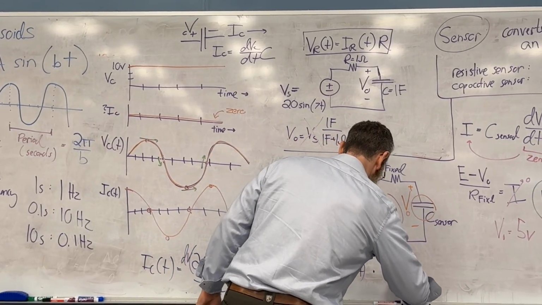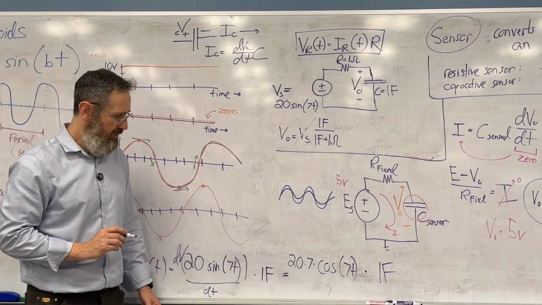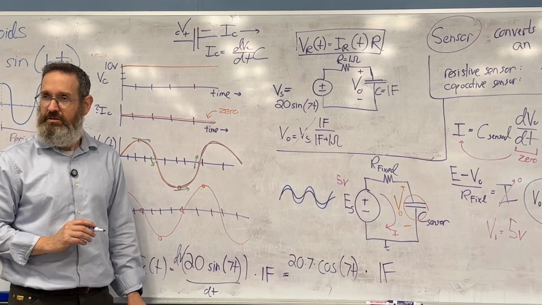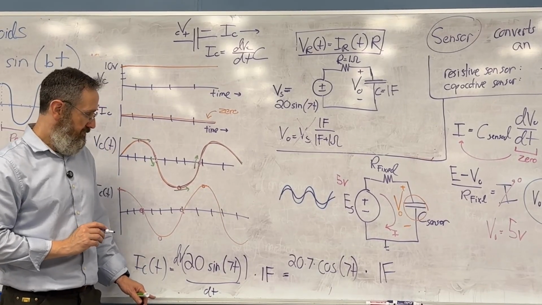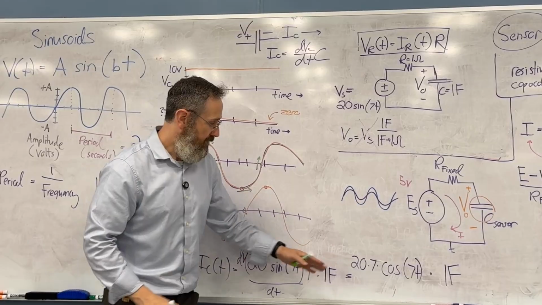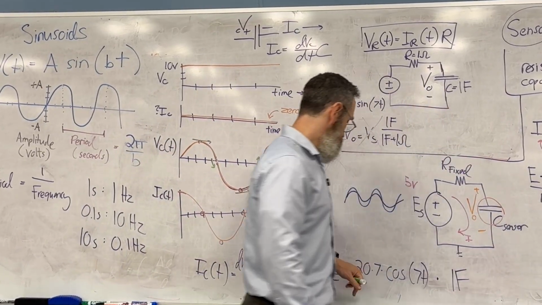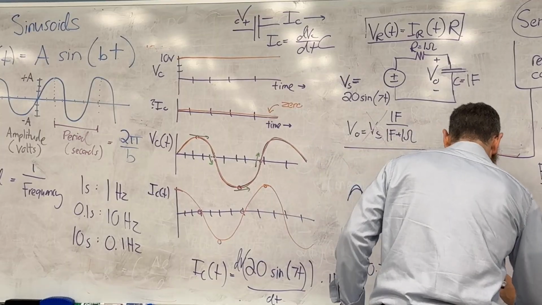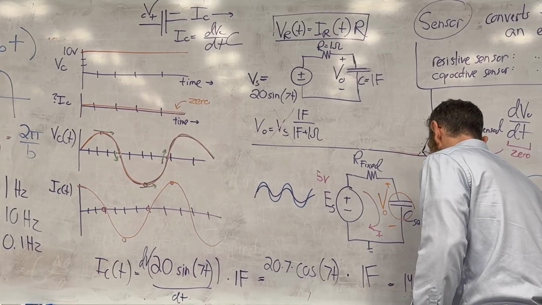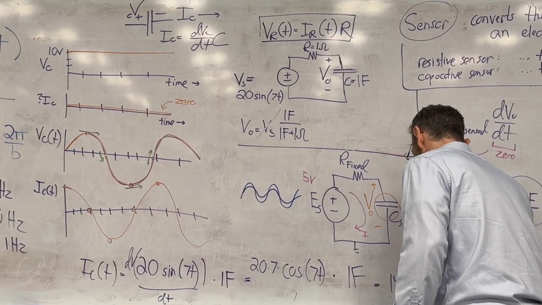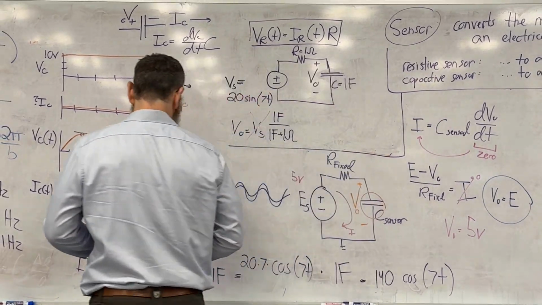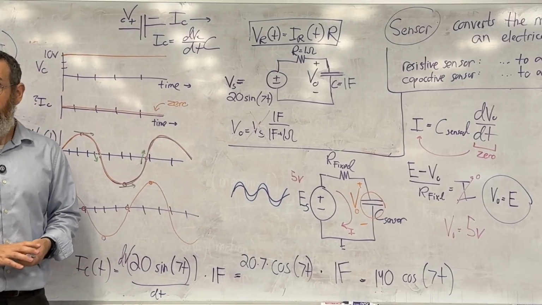Is there a negative here? Remember that identity? Is it a negative? No, that's cosine into sine. The next one would be negative. So sine into cosine is not negative. All right, so here we have our result, which is 20 times 7, 140 cosine of 7t, if I did it right, okay?